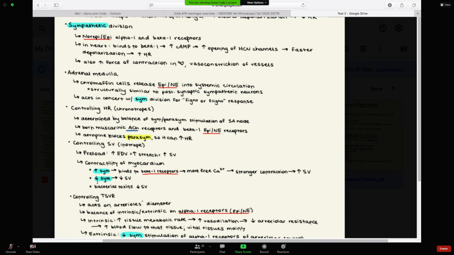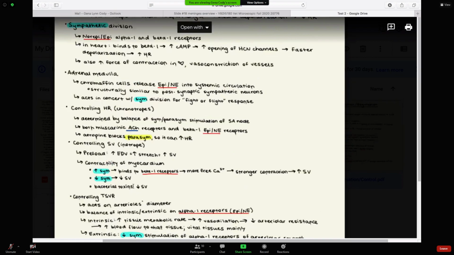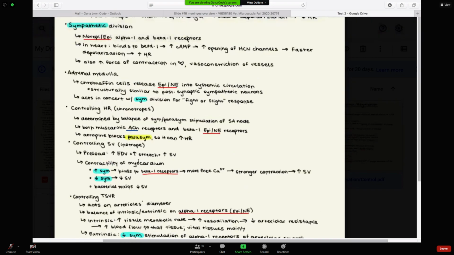The exact opposite happens if I decrease sympathetic. I'm going to decrease the amount of free calcium. I'm going to get a weaker contraction. I'm going to decrease my stroke volume. The other way that stroke volume decreases as far as contractility of the myocardium is bacterial toxins. It can affect that as well.